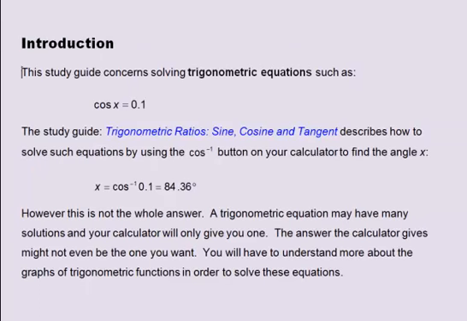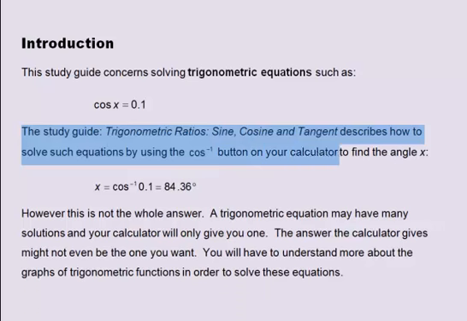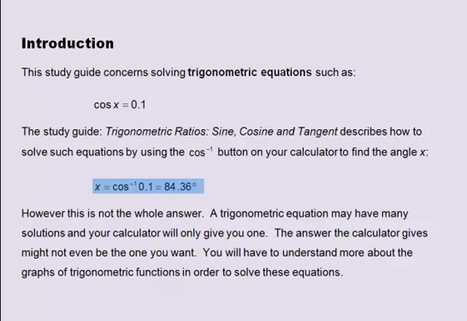Introduction. This study guide concerns solving trigonometric equations such as the cosine of x equals 0.1. The study guide, Trigonometric Ratios, Sine, Cosine and Tangent, describes how to solve such equations by using the inverse cosine button on your calculator to find the angle x. x equals the inverse cosine of 0.1, which equals 84.36 degrees.